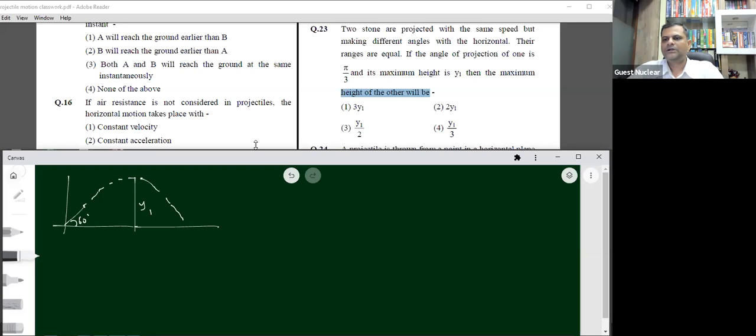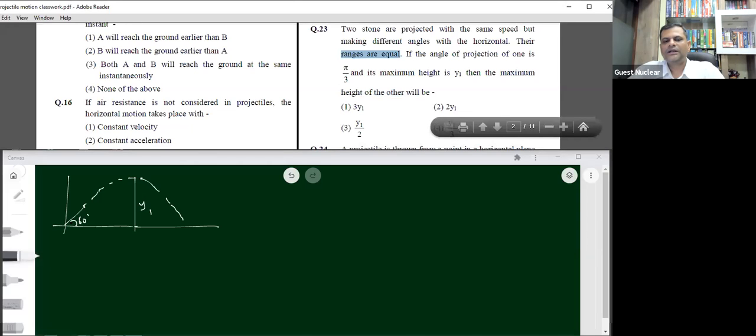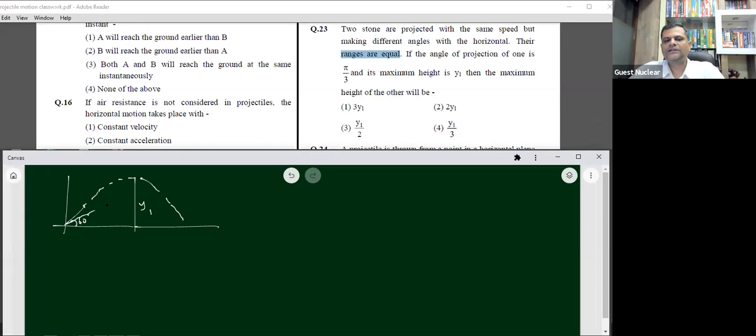Now suppose the range is the same. Two stones are projected with the same speed but making different angles with the horizontal and their ranges are equal. What do you mean by this? Ranges are equal. So if the range is equal, what should the angle of the other be? At the same speed, if we get the same range, then the angle of the other should be 30 degrees.